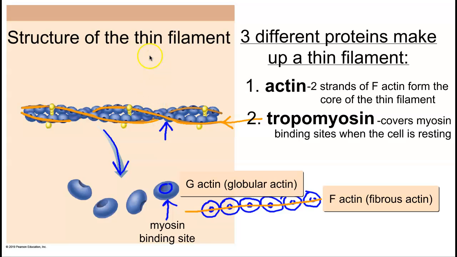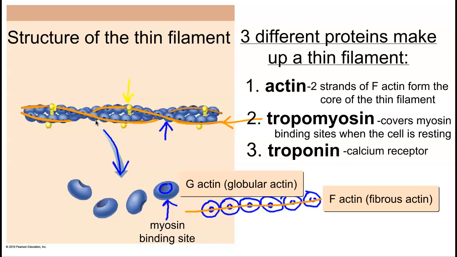And then the third protein that we see making up the thin filament is called troponin. And troponin, it's these little globular proteins. There's always three little globs. Two of them just anchor it in place. So one binds to the tropomyosin, one binds to the actin. It's like glue. But then the third component of troponin is a calcium receptor.